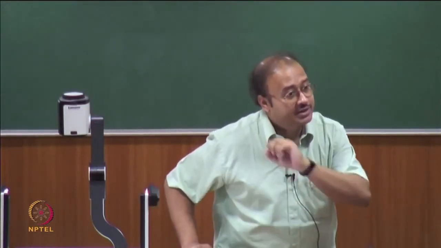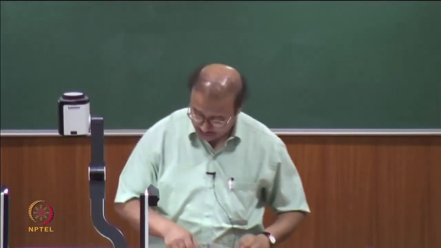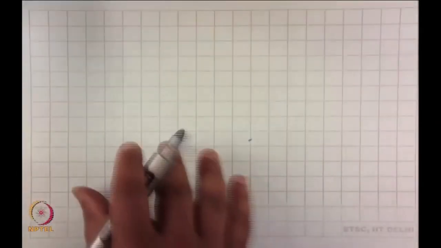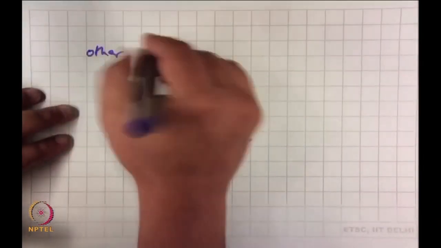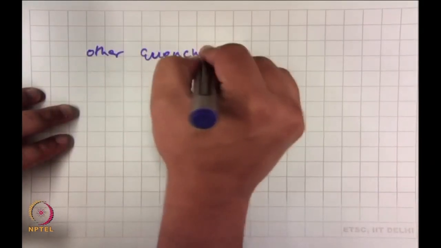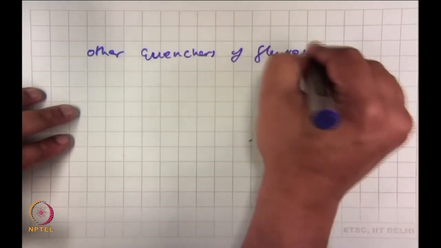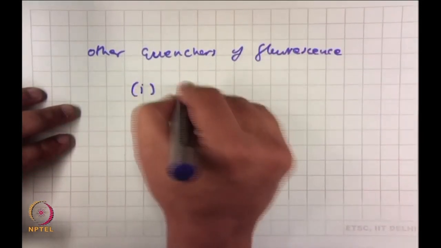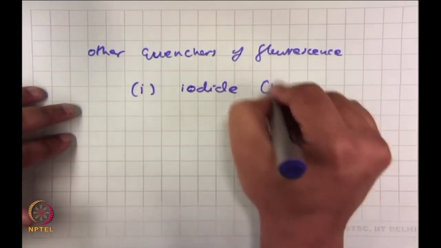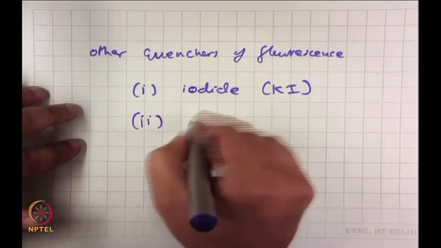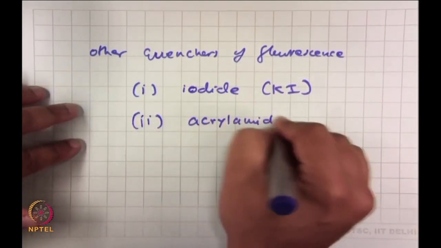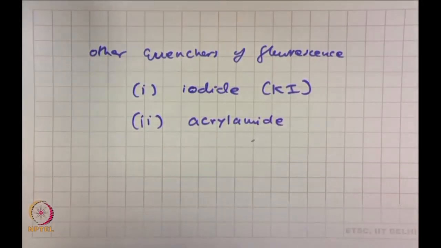So here we talked about oxygen, but exactly in the same way, there are other fluorescence quenchers. One is your iodide ion, so people use potassium iodide. The other one is a compound known as acrylamide. Okay, so these are very commonly used quenchers. You can understand a difference. Iodide is charged, right? Acrylamide, by the way, is neutral. It is not charged.